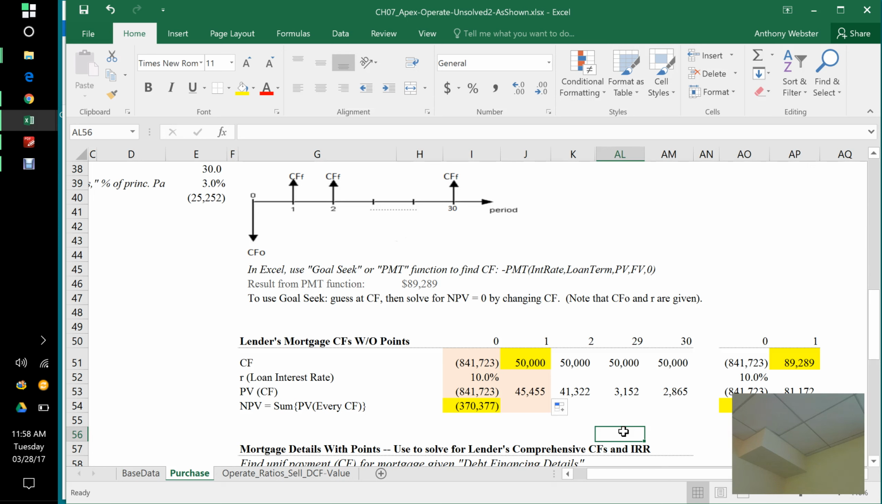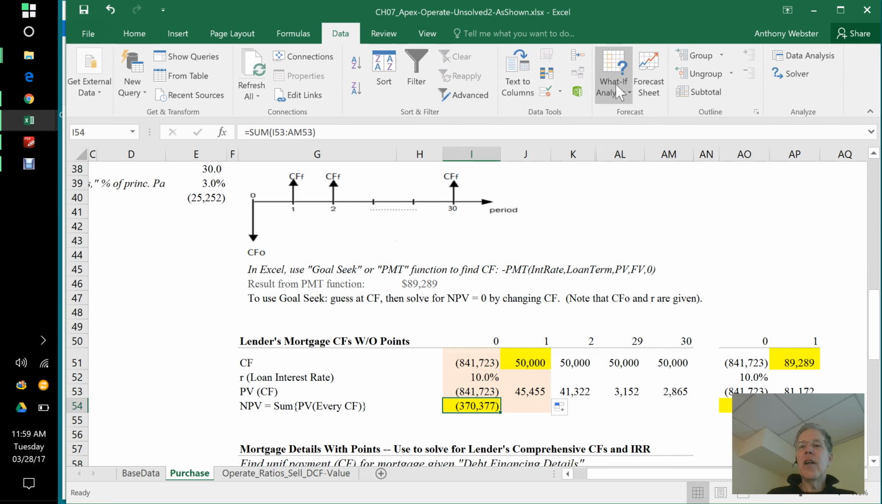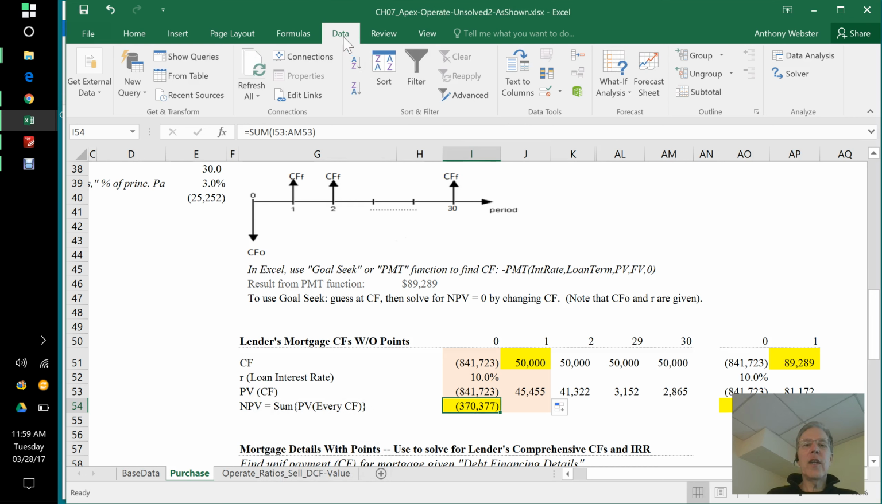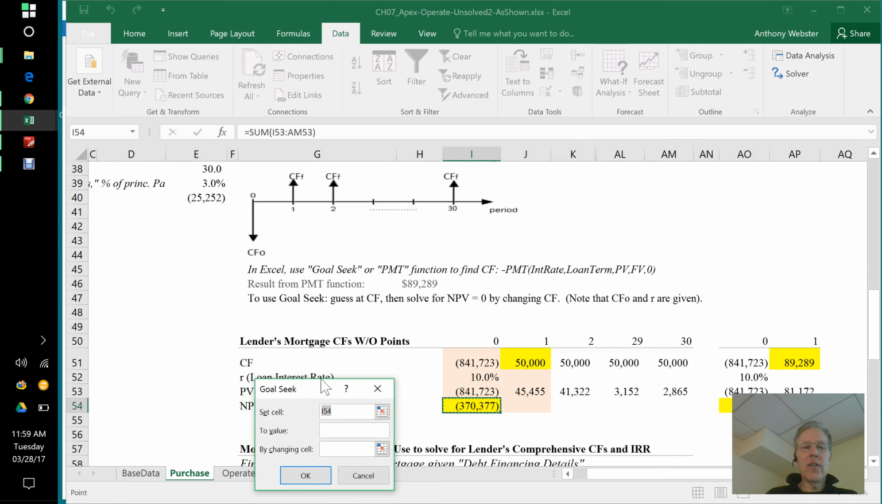So what I need to do now is keep guessing at this uniform payment until my NPV is equal to 0 using my 10% rate. So how am I going to do that? I'm going to use goal-seek. I'll say Data, What-If Analysis, Goal Seek, and oops, where did it go here? I don't know what happened there. Let's try that again. Data, What-If Analysis, Goal Seek, there it is down there.